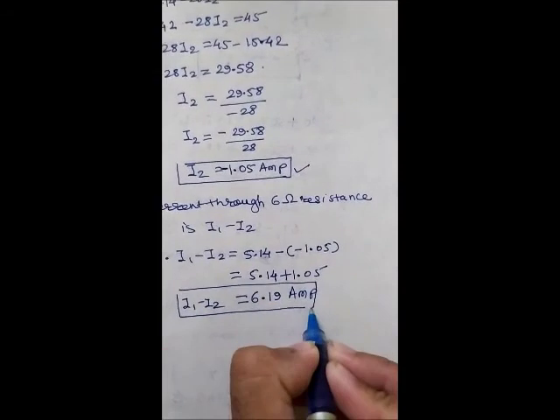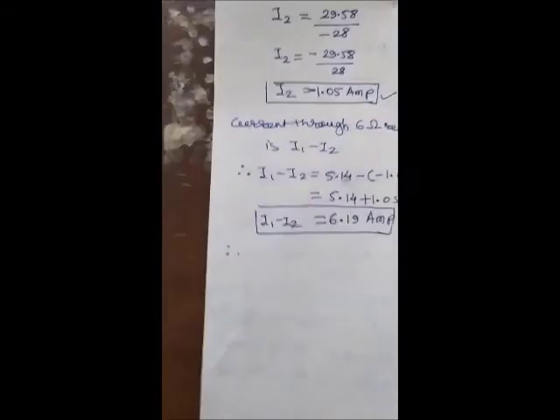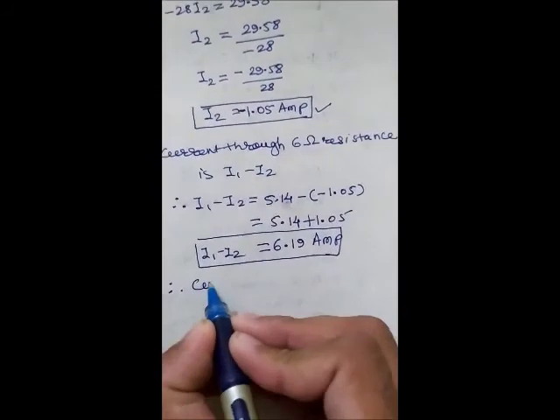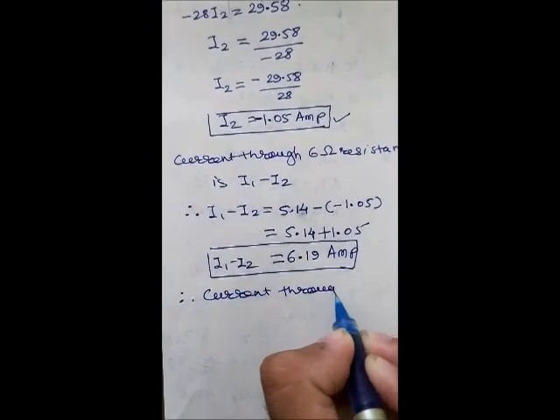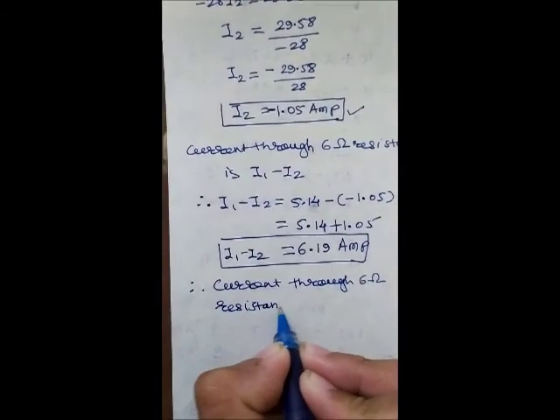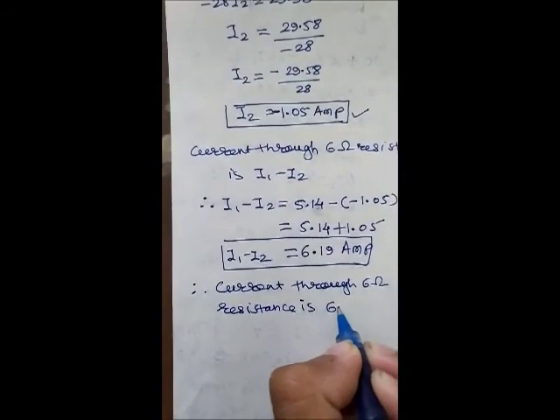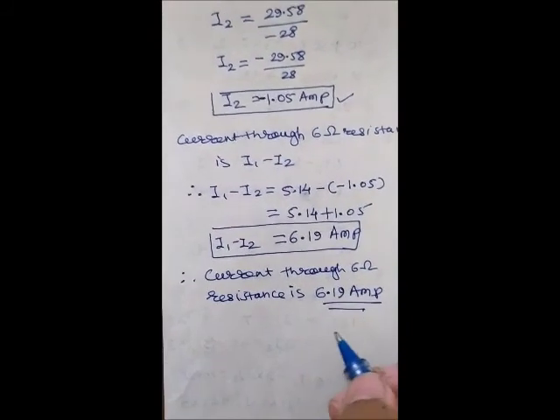That is, the current through the 6 ohm resistance is 6.19 ampere, and this is your answer.